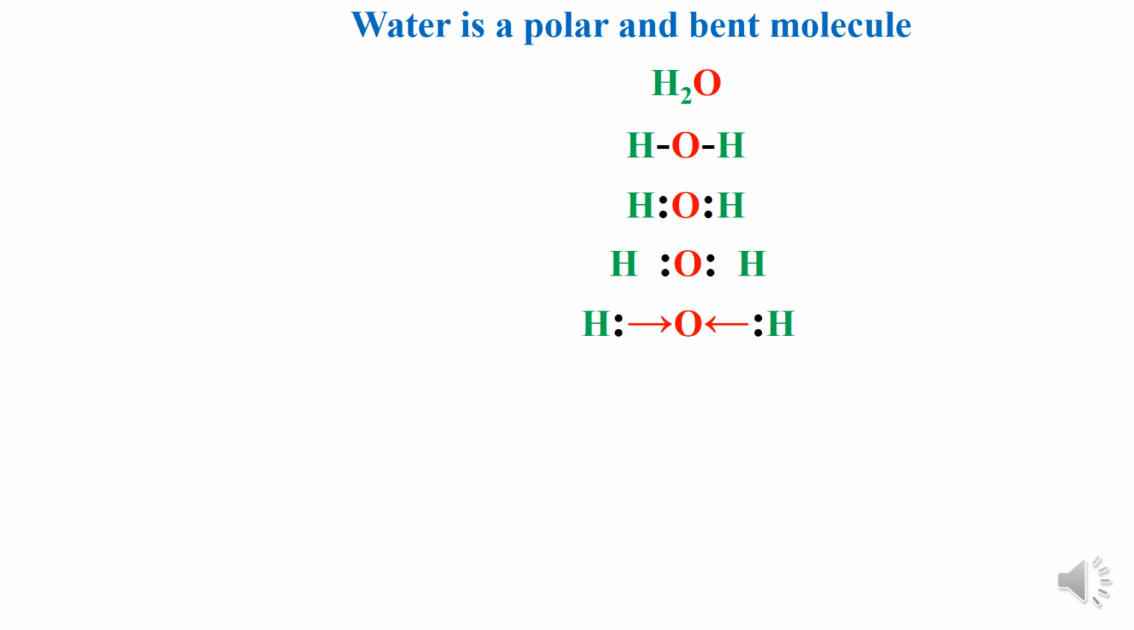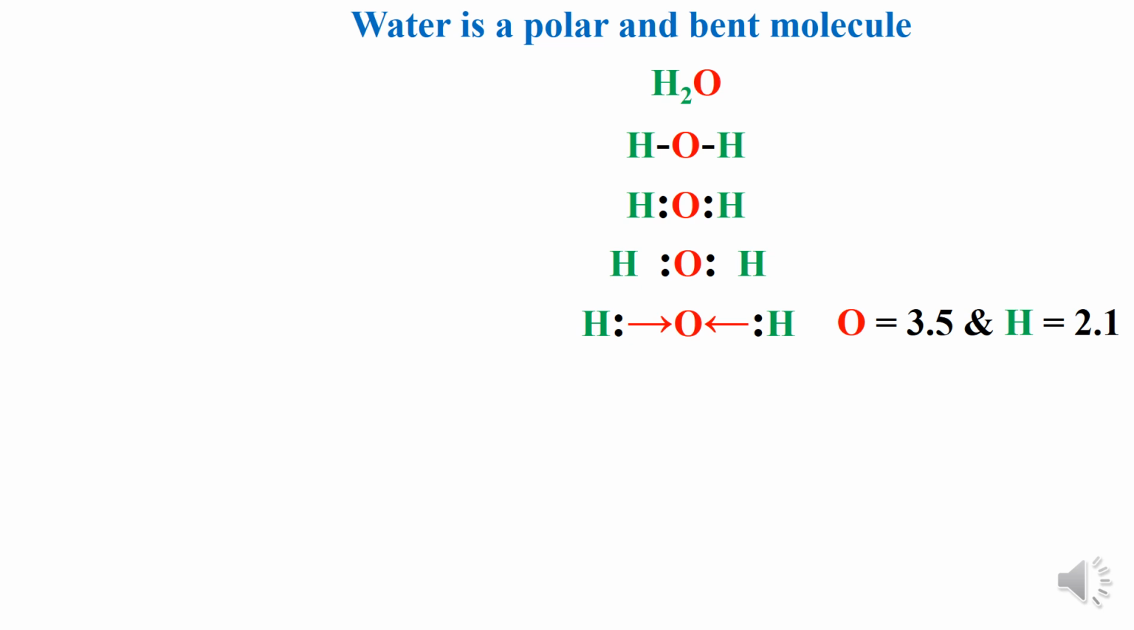The oxygen atom attracts or pulls the shared pair of bonding valence electrons close to itself, and this is shown by two arrowheads pointing towards the oxygen atom. The reason being, the oxygen atom is more electronegative than the hydrogen atoms. On the Pauling electronegativity scale, oxygen has a value of 3.5, while the hydrogen atom has a value of 2.1.